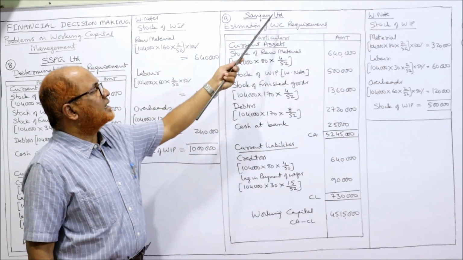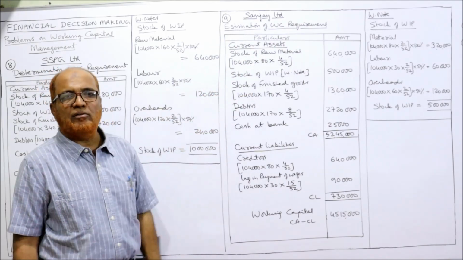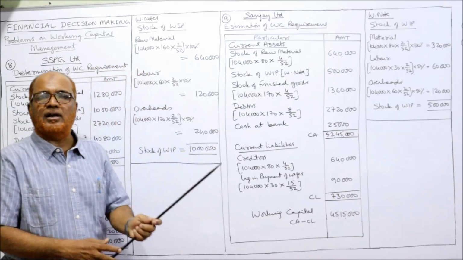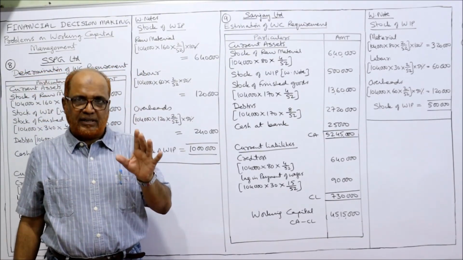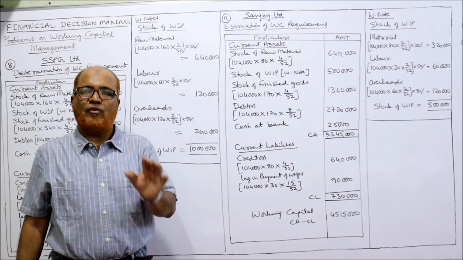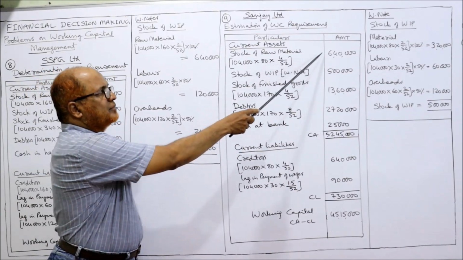Stock of raw material. Sanjay Limited estimation of raw material requirement. Stock of raw material 1,04,000 units and each unit raw material cost 80 rupees. And how much is the period of stock? It is given 4 weeks. 4 weeks is the stock of material. So 4 by 52, 6,40,000.